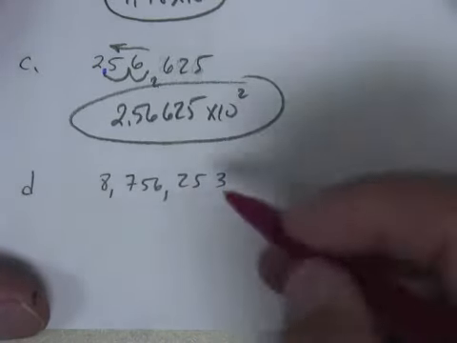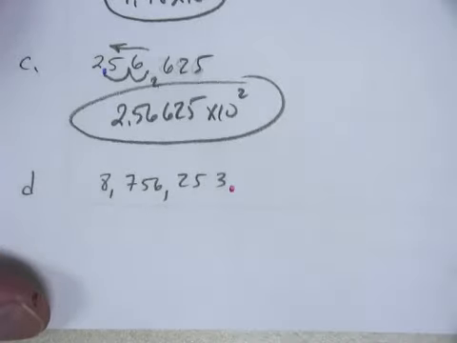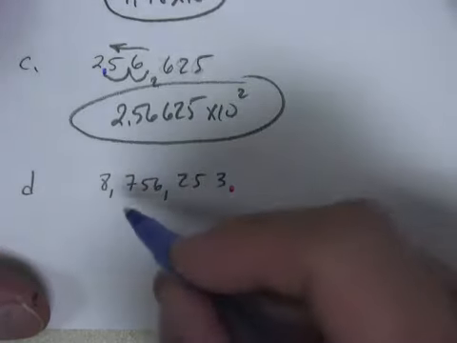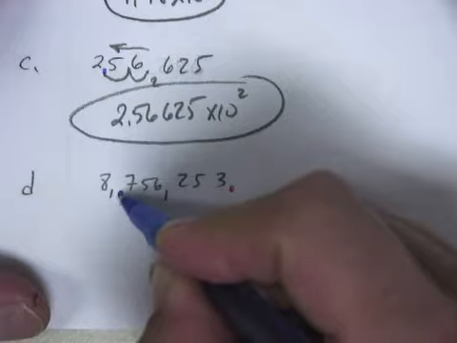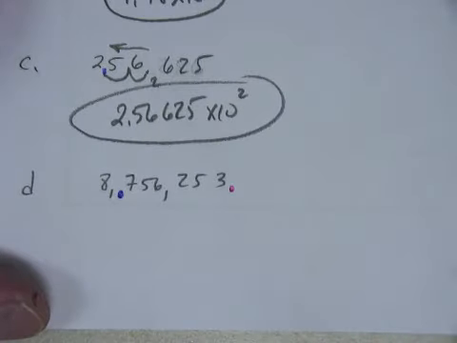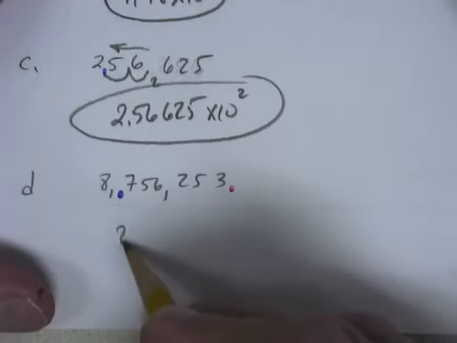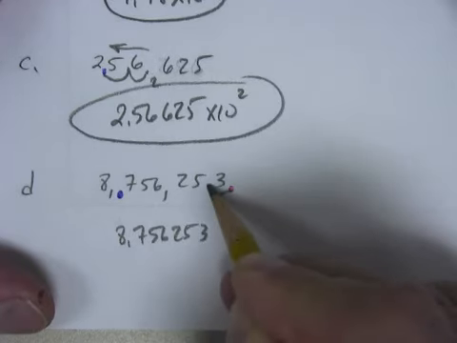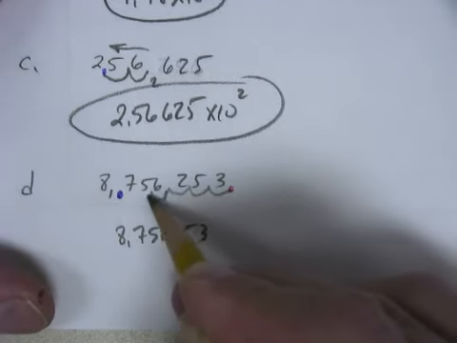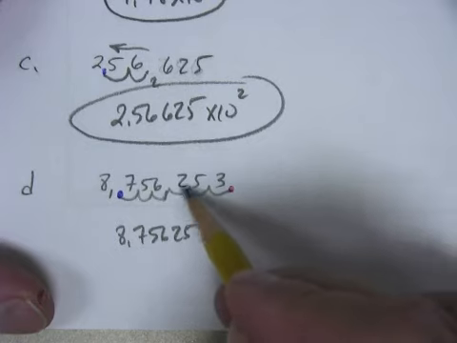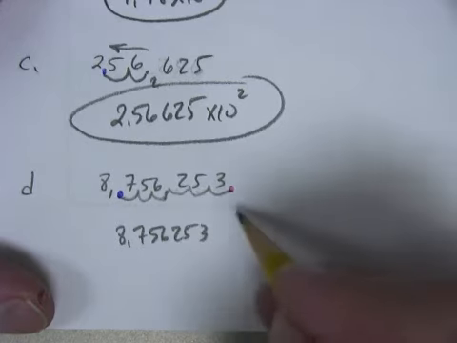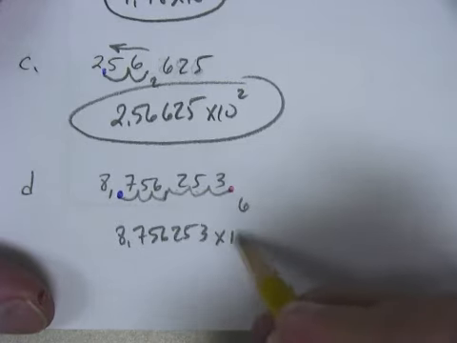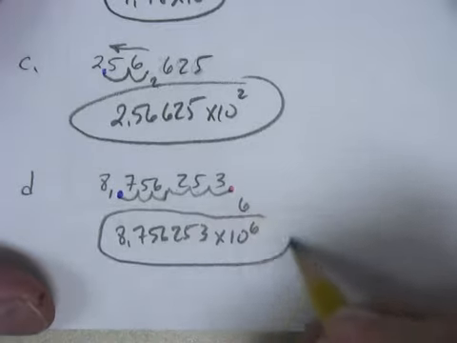Let's do letter D. Letter D, the decimal is not given, so we understand it to be on the far right-hand side. The new decimal is going to have to go right here. So that becomes 8.756253, which is bigger than or equal to 1, but still less than 10. Move it once, twice, 3, 4, 5, 6. Did I do that right? 1, 2, 3, 4, 5, 6. 6 times, and so that'll be times 10 to the 6th. And there it is.